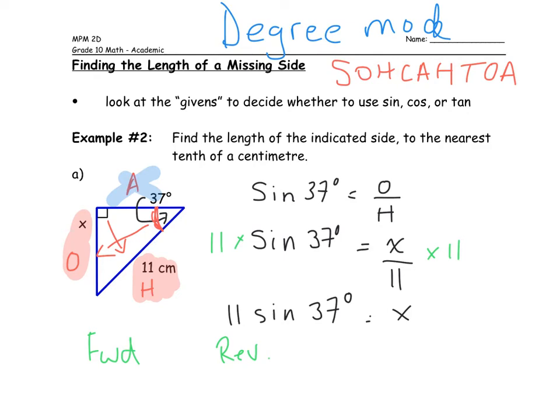If you have a forward calculator, you'll be able to type into your calculator exactly what you have here. You might need to put in a multiplication symbol, but 11, then times, then sine, and then 37. Once you press equal, you'll get the value of x. I'm going to go ahead and do that and get an answer.